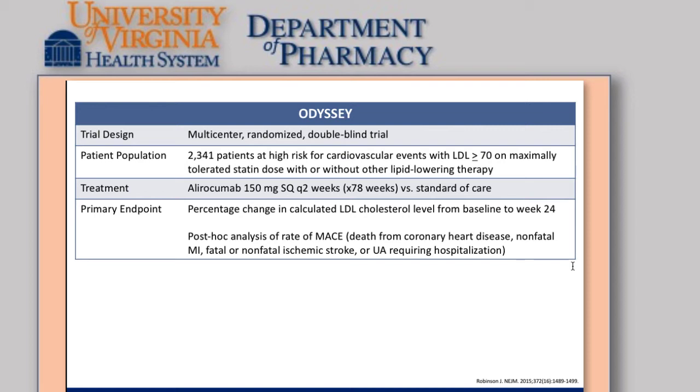It enrolled over 2,000 patients at high risk for cardiovascular events with an elevated LDL, so greater than or equal to 70, on a maximally tolerated statin dose, so that would be either atorvastatin 40 or 80 milligrams, rosuvastatin 20 or 40 milligrams, or simvastatin 80 milligrams. And these patients could be on or not on additional lipid-lowering therapy. The treatment was alirocumab, 150 milligrams sub-Q every 2 weeks versus standard of care.